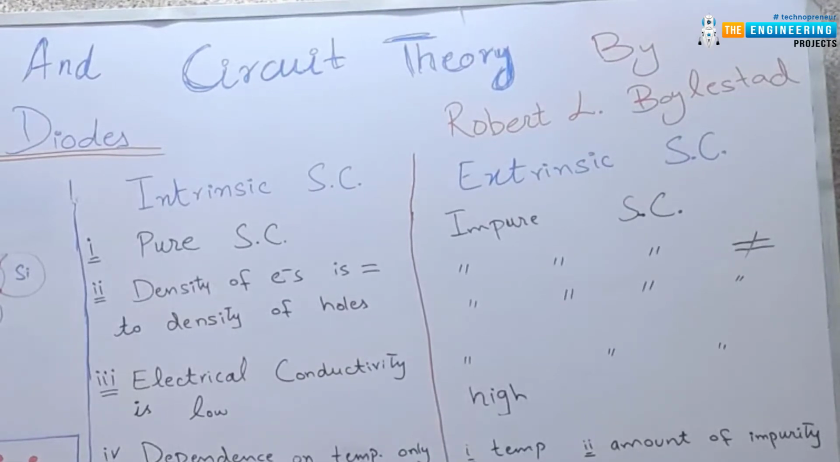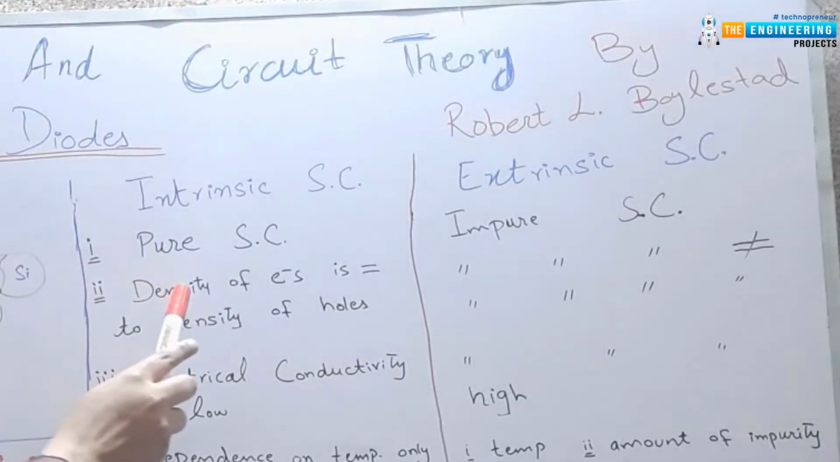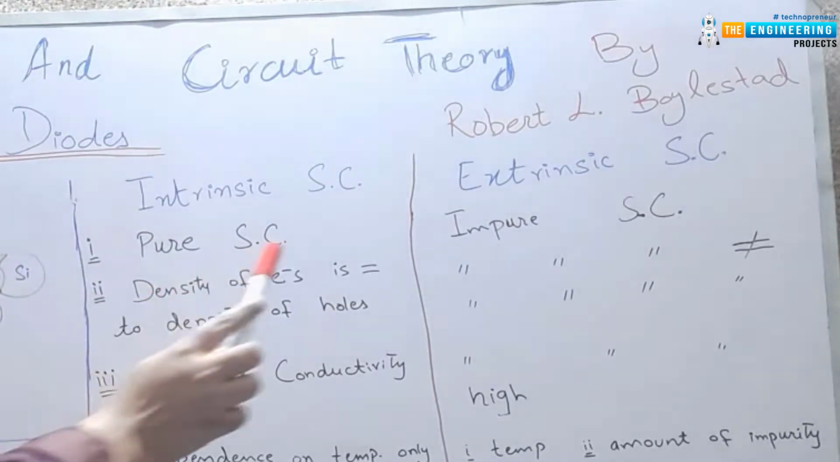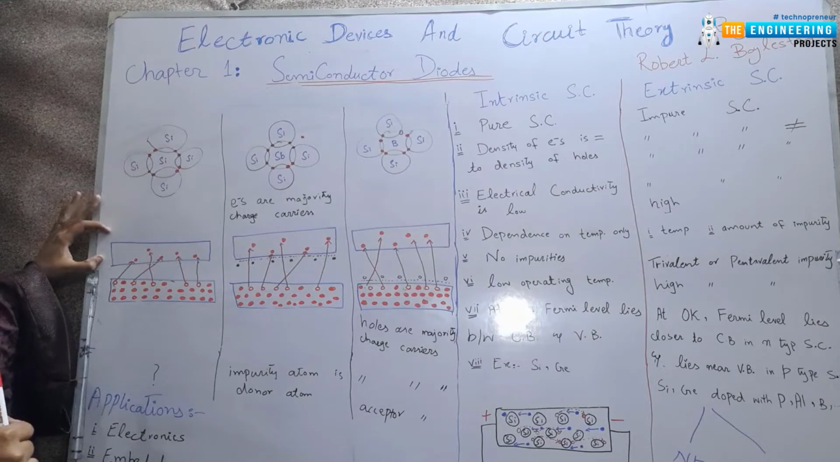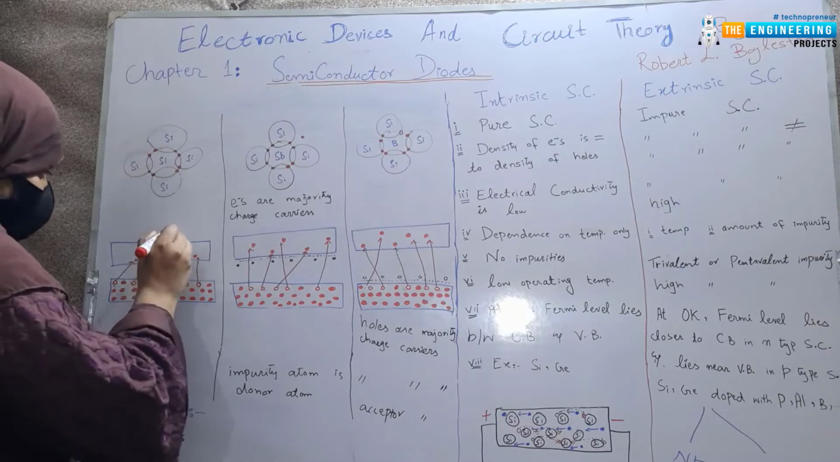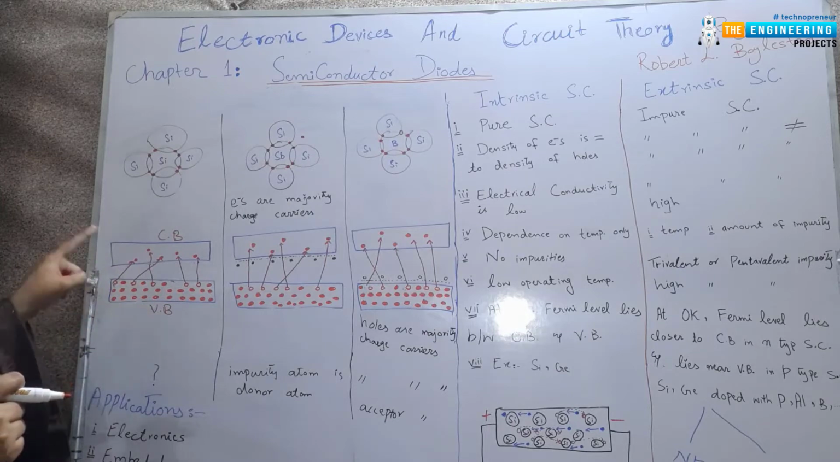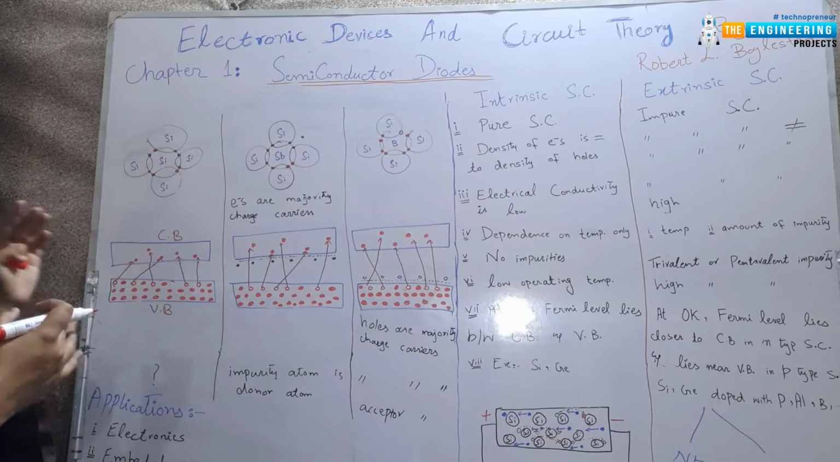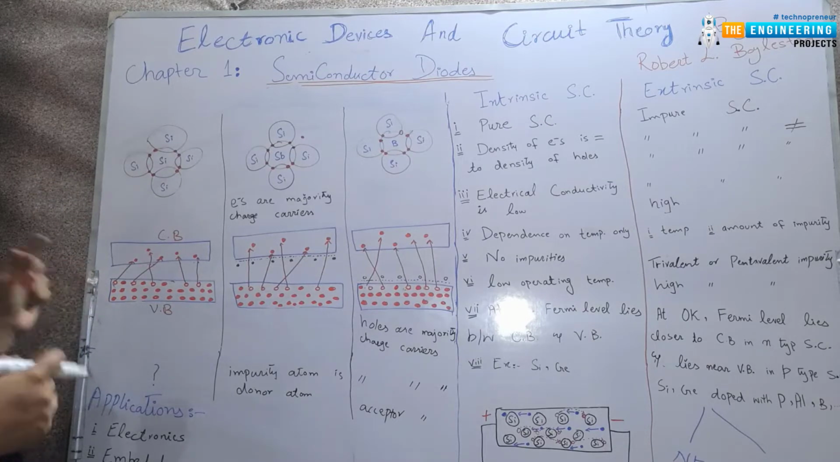So number 2 is the density of electrons is equal to the density of holes. We can say that the density of electrons in the conduction band is equal to the density of holes in the valence band. You can see here that this is the valence band and this is the conduction band, and here 5 electrons are missing in the valence band and these 5 electrons appear in the conduction band. So the density of electrons in the conduction band is equal to the density of holes in the valence band.